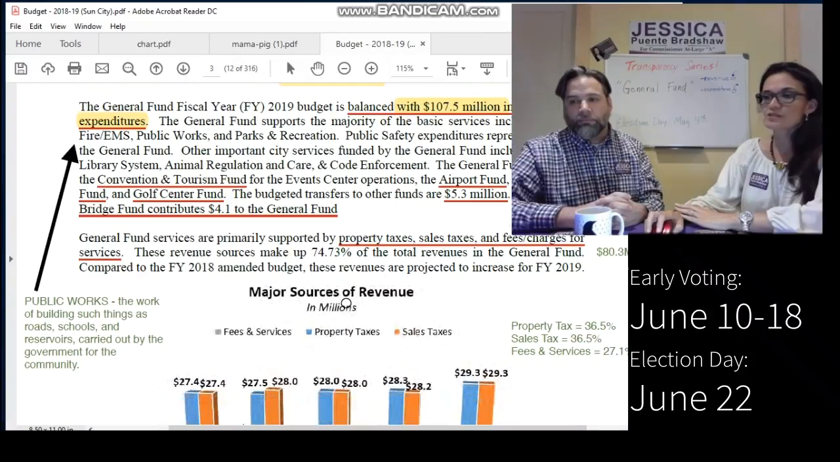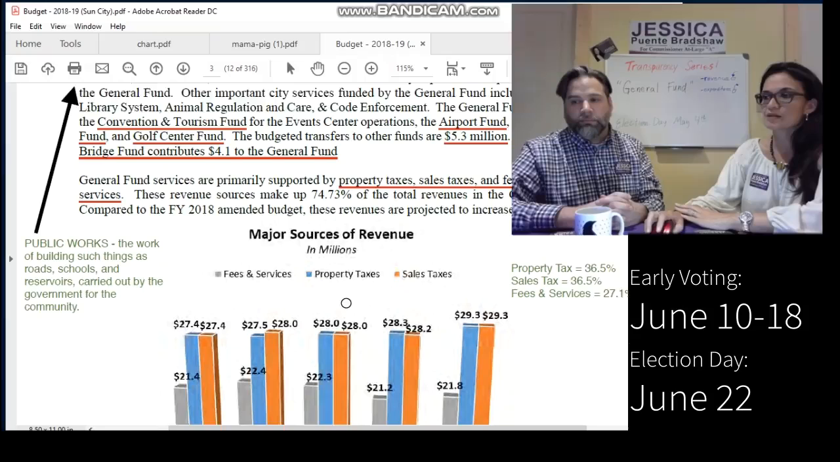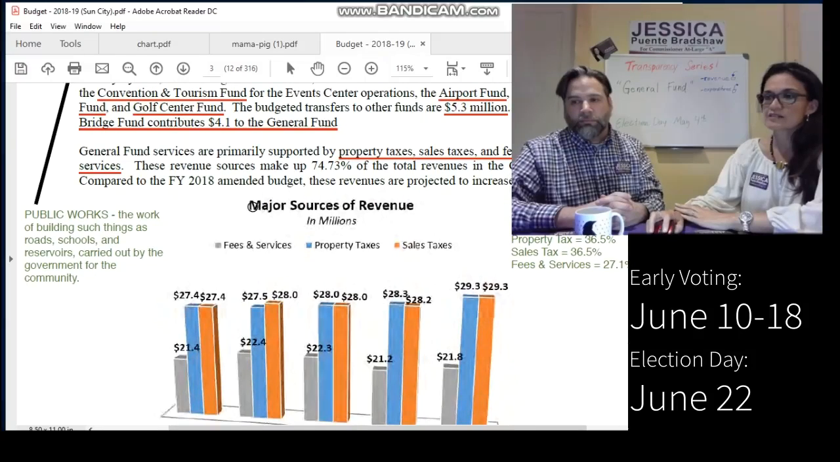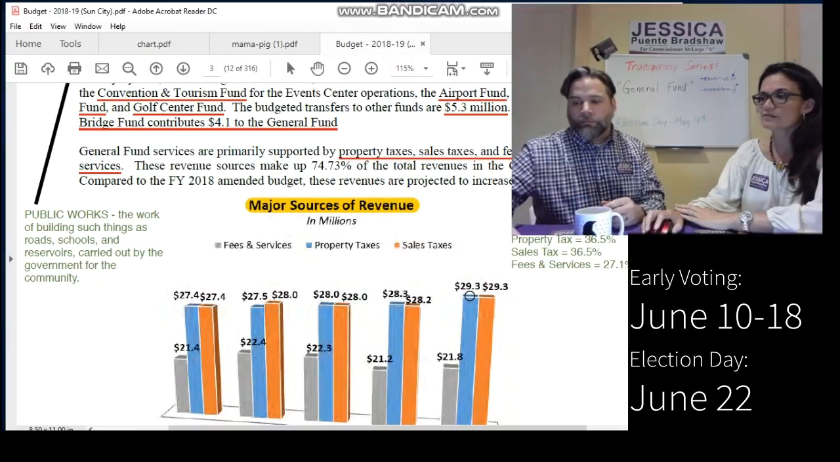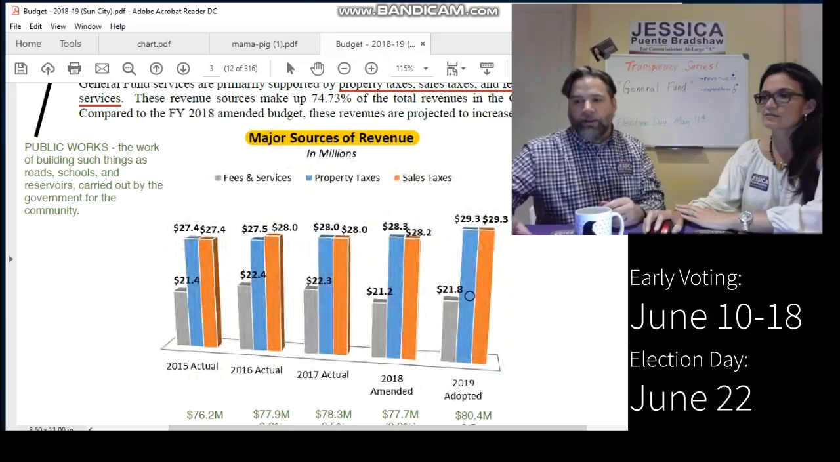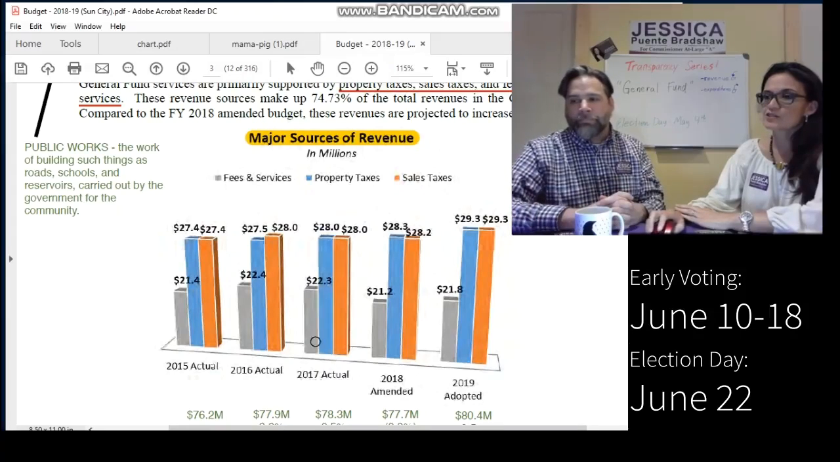So what are the major sources of revenue in the city budget or the general fund? This is also, again, a page from the budget. Major sources of revenue in the millions are here. You want to scroll that down? Okay, right there. All right. So this chart shows from 2015 all the way to 2019, and there's 3 sections of it.